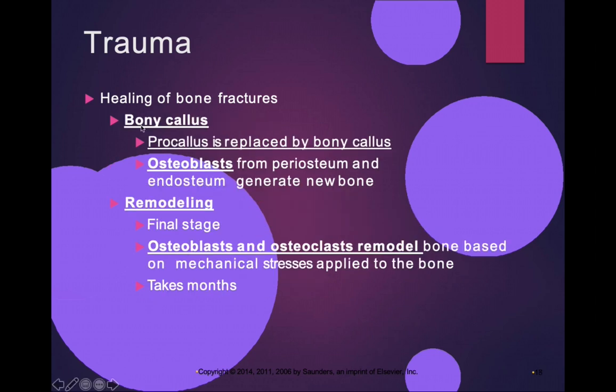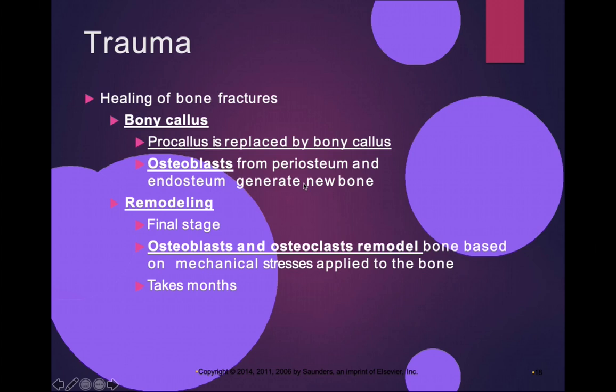And then eventually, the procallus will be replaced by a bony callus. And this is done by the osteoblasts, which are going to lay down new bone from the periosteum, which is the outside of the bone, to the endosteum, the inside of the bone, to generate new bone.